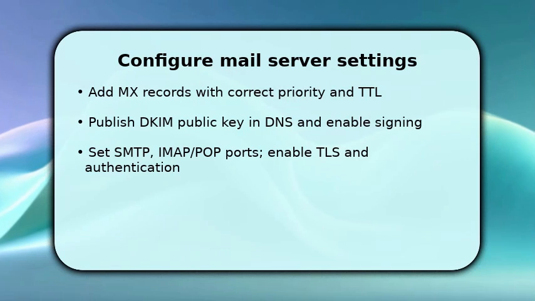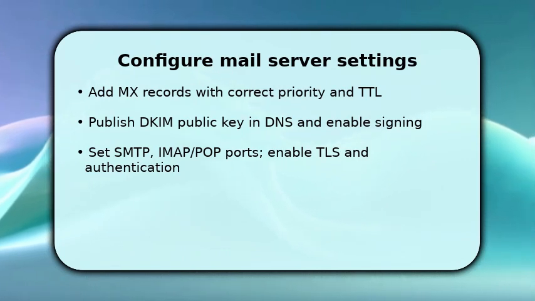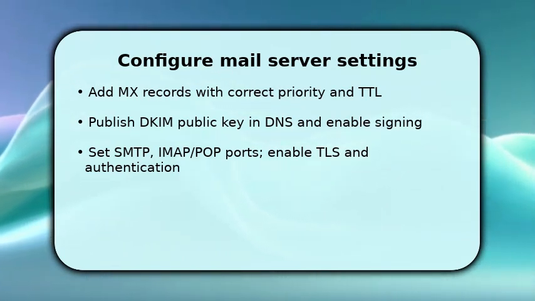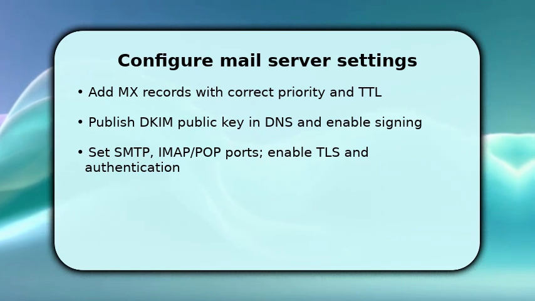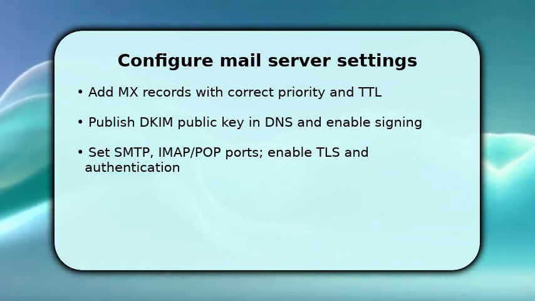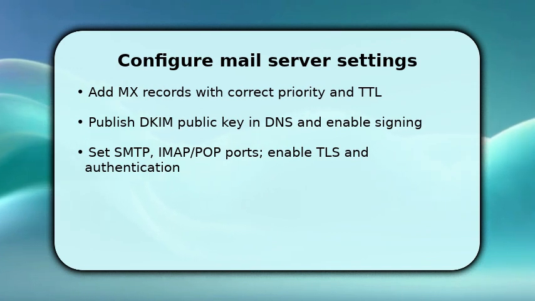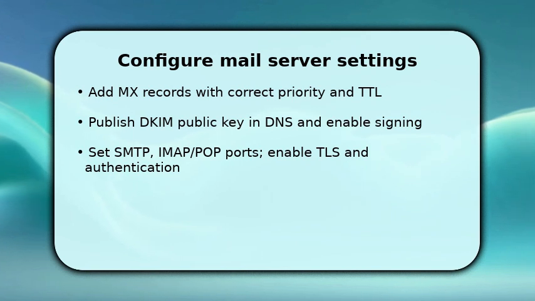You now configure the mail host. Input MX records with correct priorities and reasonable TTL so propagation is timely. Then publish the DKIM public key in DNS and enable signing on outbound mail. This ensures message integrity. Configure SMTP with authentication and set IMAP or POP settings for clients.